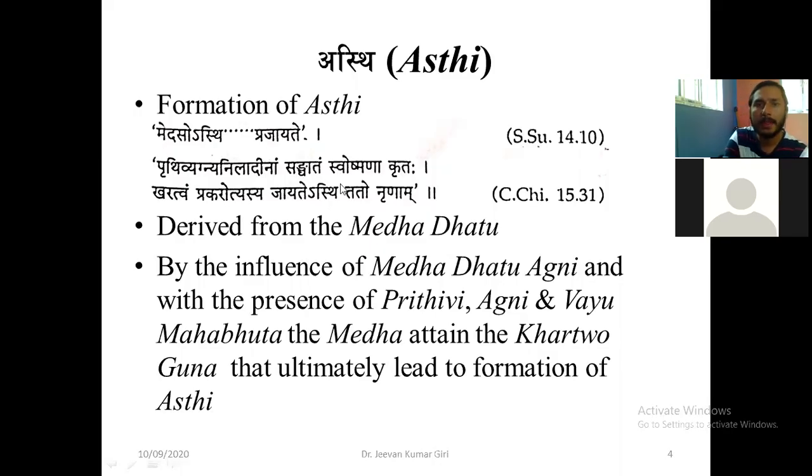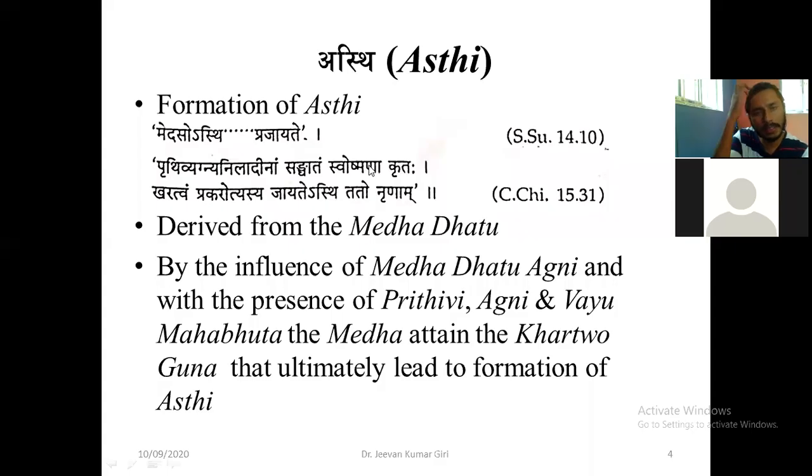So here Sosmana Kritaha: the Meda dhatu, with the effect of its own dhatu agni. So there is the dhatu agni of the Meda. If you see the classification of the agni, you have 7 dhatu agni, 5 bhutagni, and 1 jataragni.